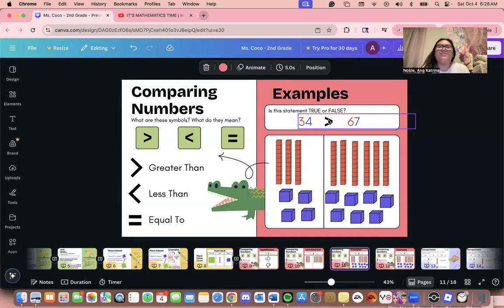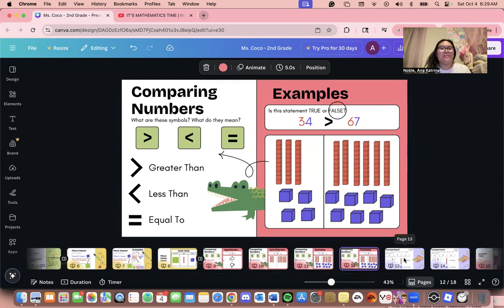Greater than. Very great. You persevered and you were very resilient. Awesome job. This equation is saying that 34 is greater than 67. Can I get a thumbs up or thumbs down if this statement is true or false? It's false. Everybody did really well on that.